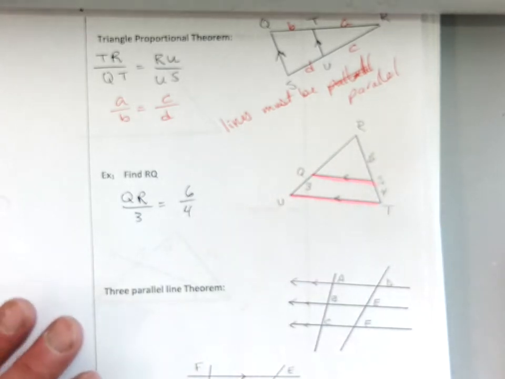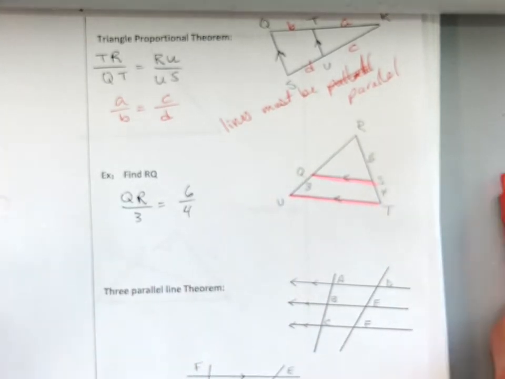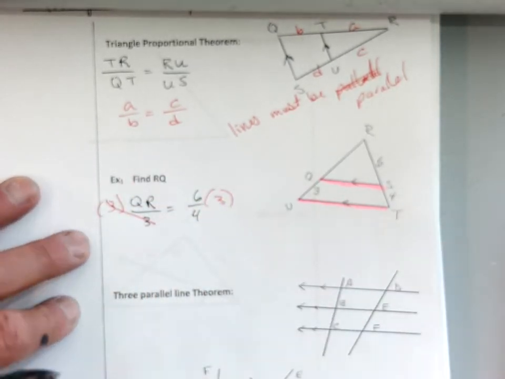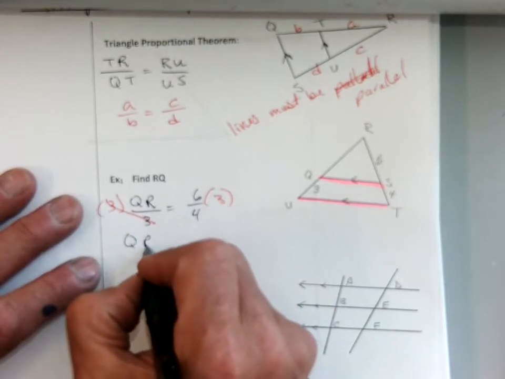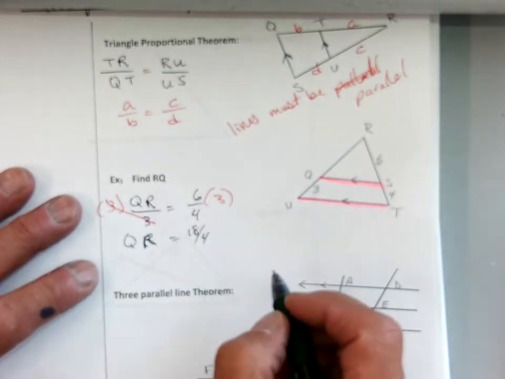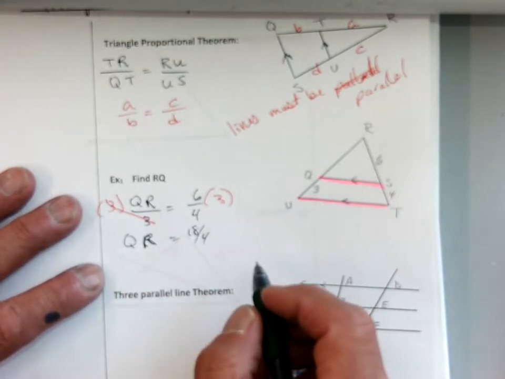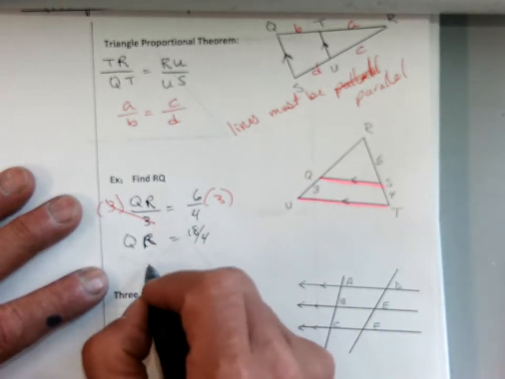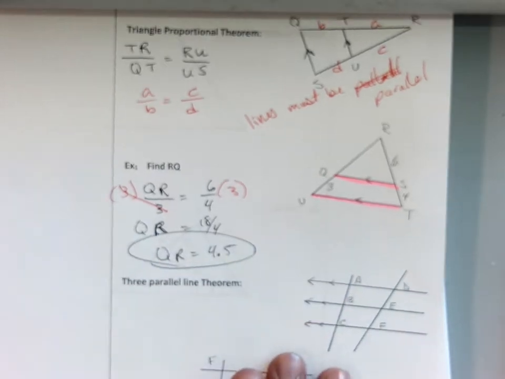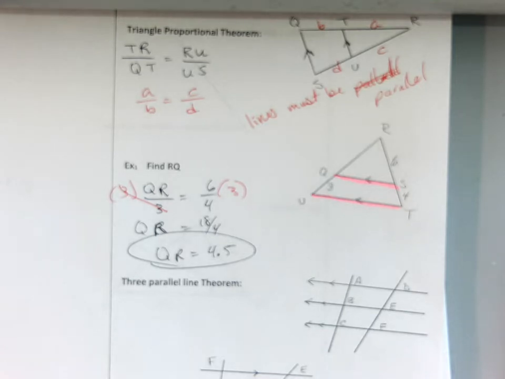That's pretty easy. So then I'm going to multiply to solve, multiply both sides by 3. I'll have QR is equal to 18 divided by 4, 9 halves, 4 and a half. QR is equal to 4.5, okay? What do you think? Pretty easy? Give me a thumbs up. Okay, not bad. This is so much easier than doing parabolas and factoring and all that stuff, right?